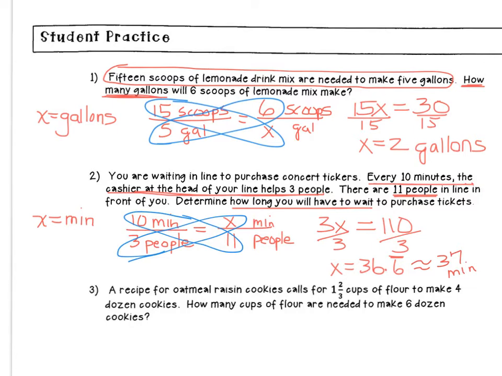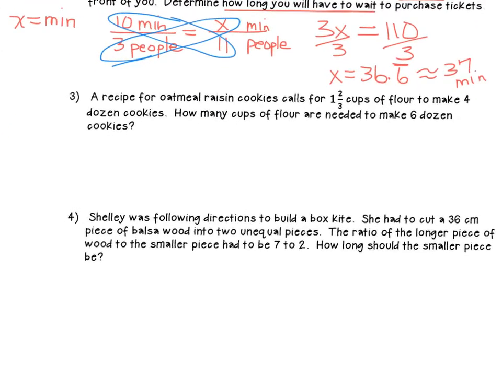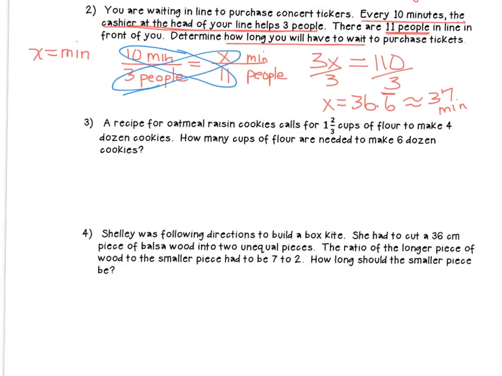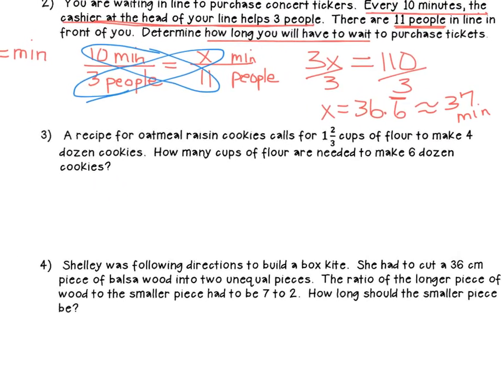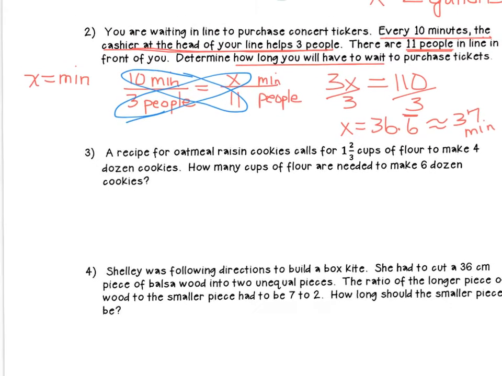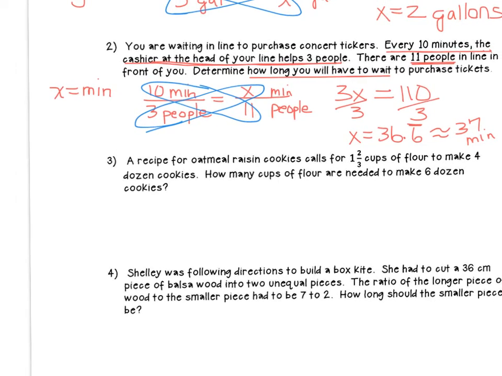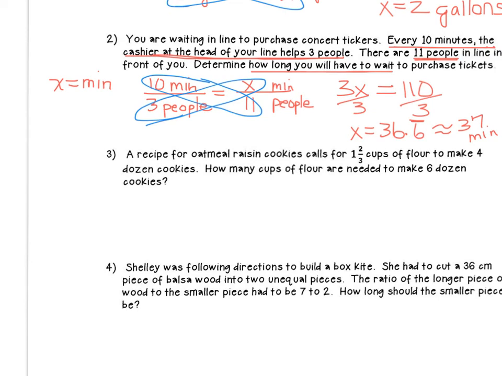Alright, let's try one more. We can do 3 or 4. Number 3 talks about oatmeal cookies. Let's try that one. So a recipe for oatmeal cookies calls for 1 2/3 cups of flour to make 4 dozen cookies. How many cups of flour are needed to make 6 dozen?